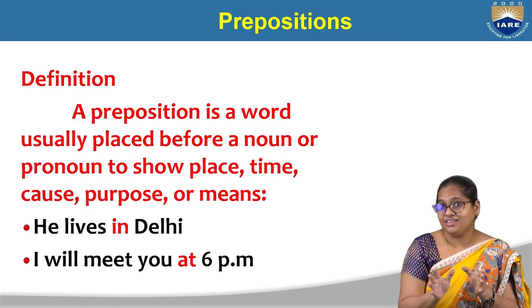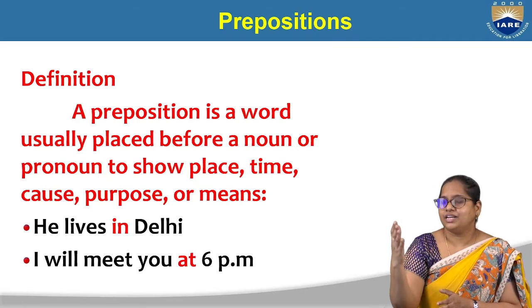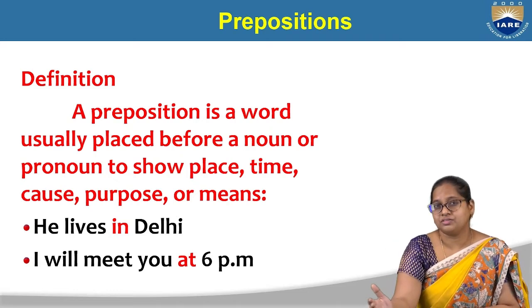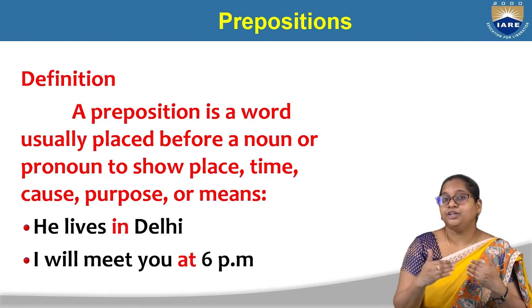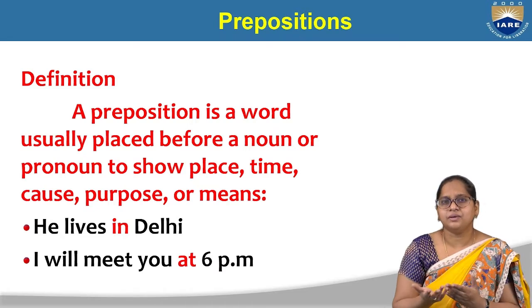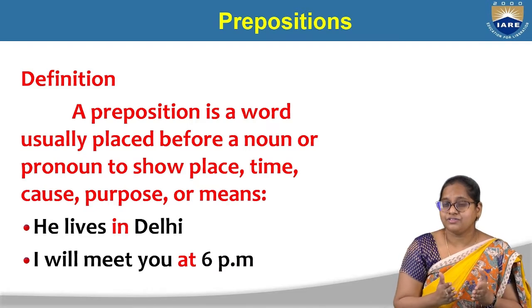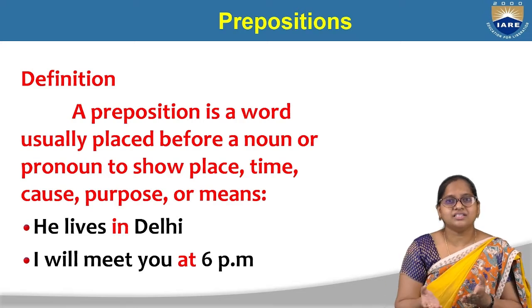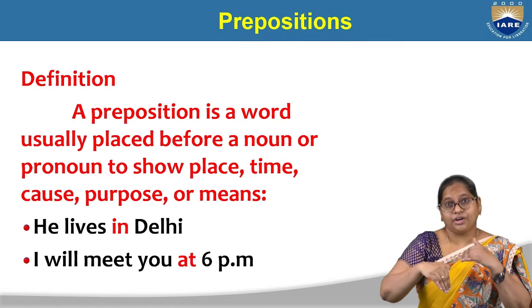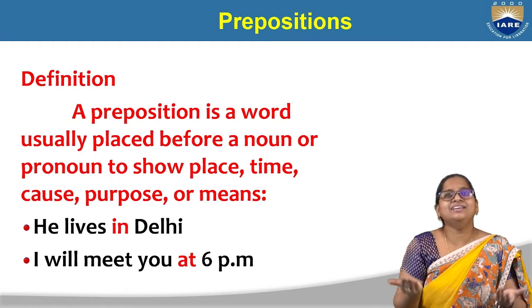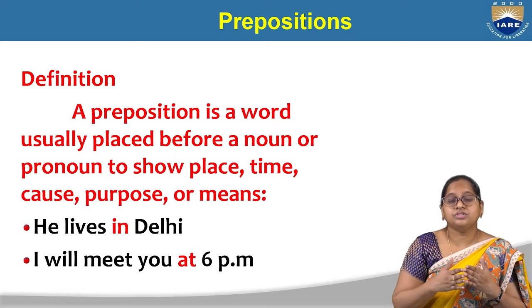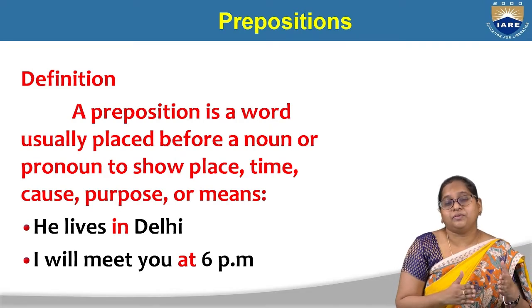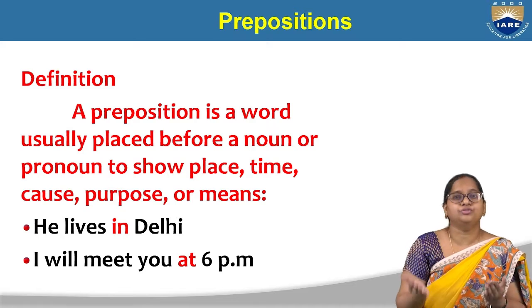Now, Delhi is the name of a place. If you want to convey that he lives in Delhi and you omit "in", then "he lives Delhi", what is the sense? There is no sense there, whether he lives on Delhi or into Delhi. The meaning is spoiled. The sense is not conveyed if you use inappropriate prepositions.